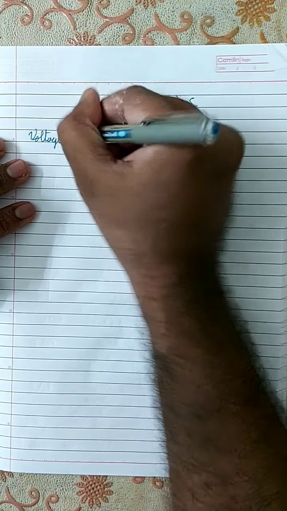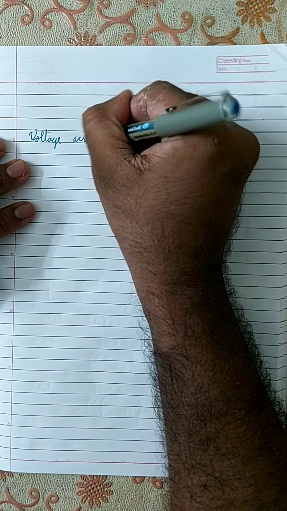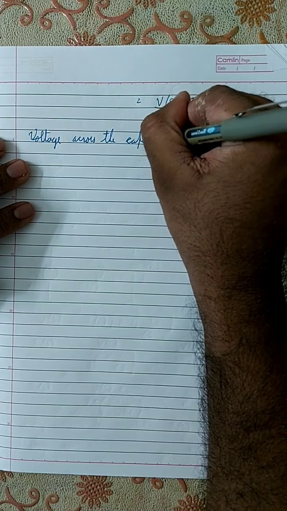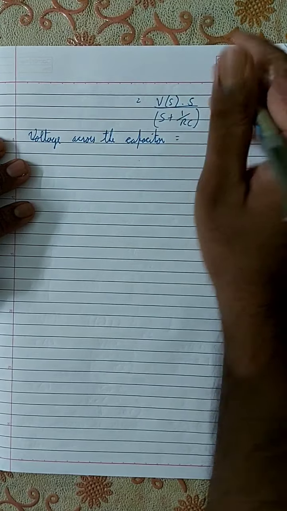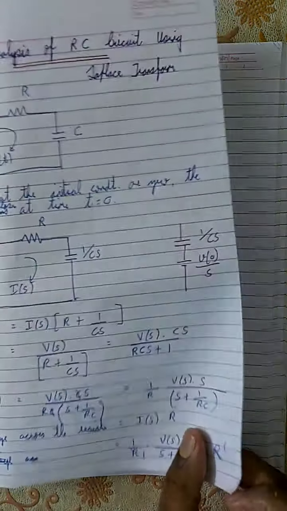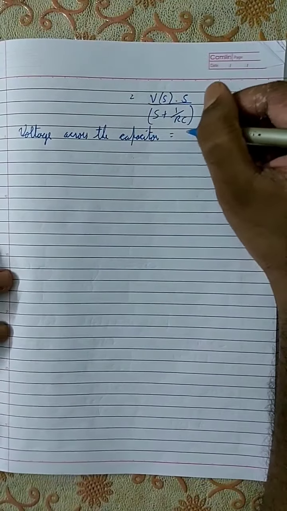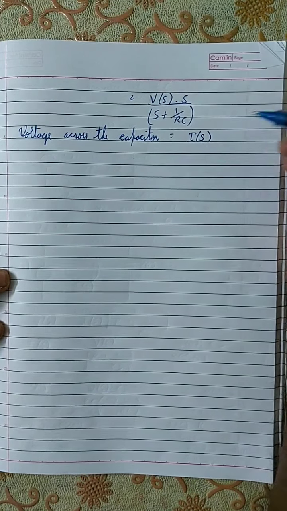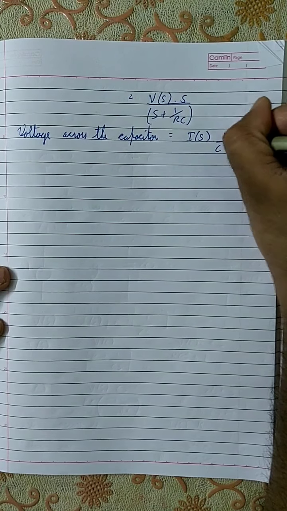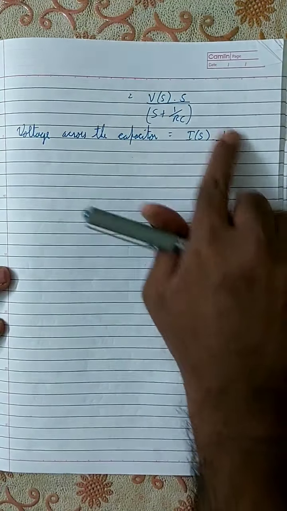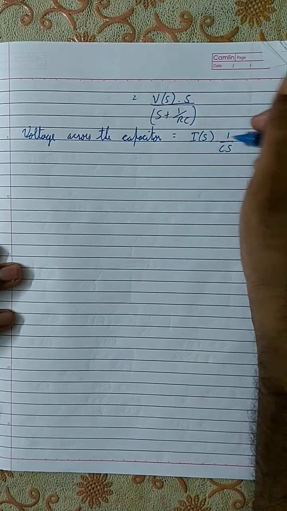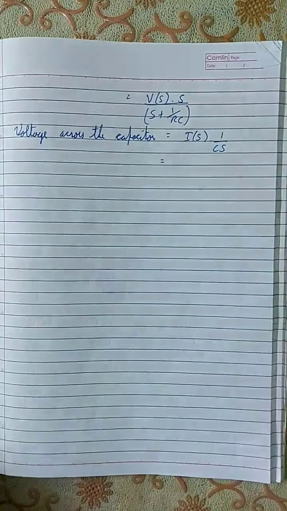Same way, voltage across the capacitor. Forgive my handwriting, I'm writing very fast, because if I write too slow then you might get bored with this video. So voltage across the capacitor is the current through the capacitor, which is naturally I of S, times the impedance of the capacitor, which we all know is 1 by CS.